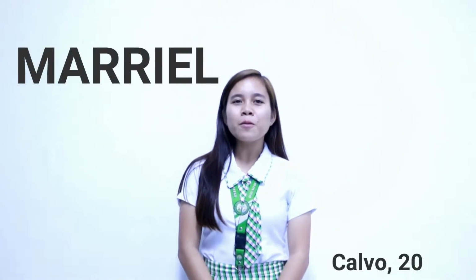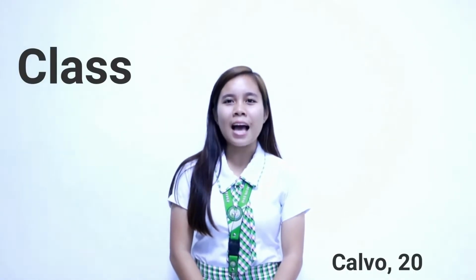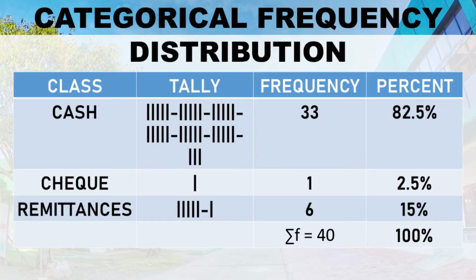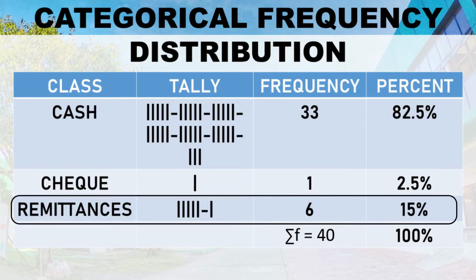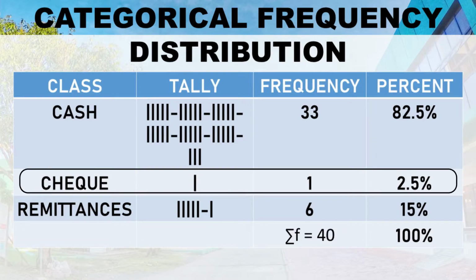Categorical frequency distribution comprises of class, tally, frequency, and percentage. Cash has the highest frequency and percent, which is 33 and 82.5%, followed by remittances, which has 6 and 15%, and followed by check, which has 1 frequency and 2.5%.